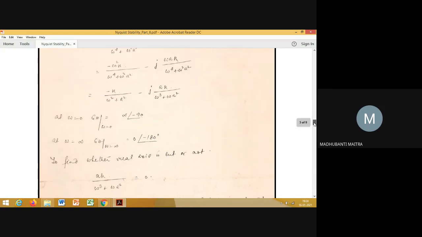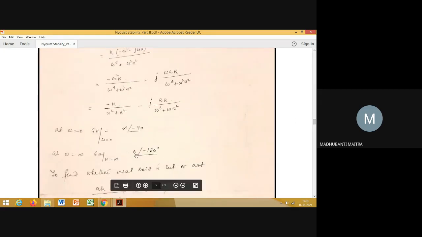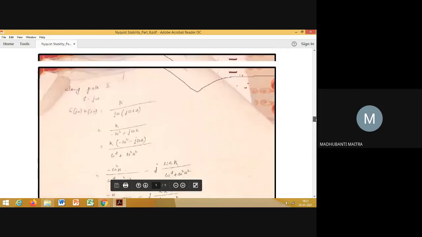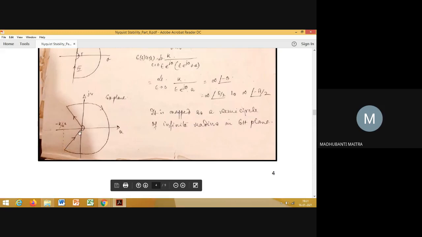Now, we know that when the value of the frequency tends towards infinity, the GH phasor will converge to the origin of the GH plane. Hence, this is the mapped version of this particular path. So the path will only intersect the negative real axis at a point which is nothing but the origin. Have you understood this? Yes or no? No response, please.